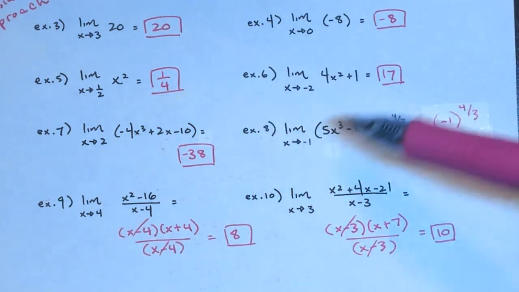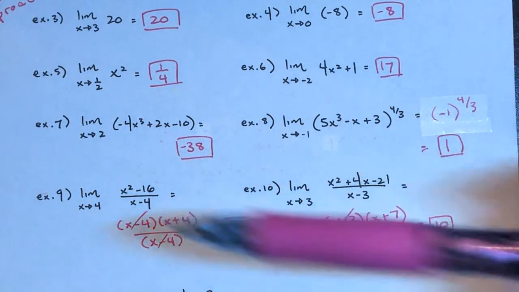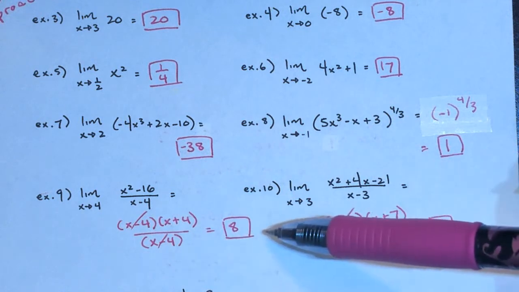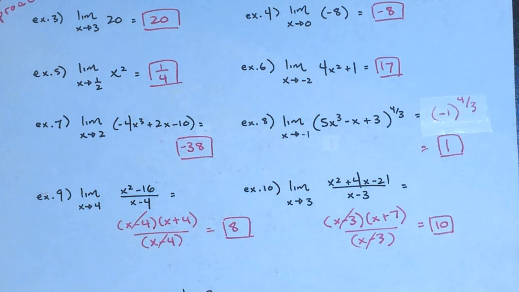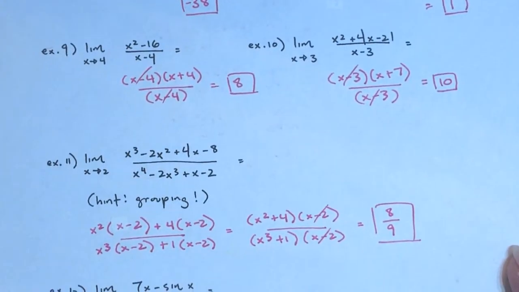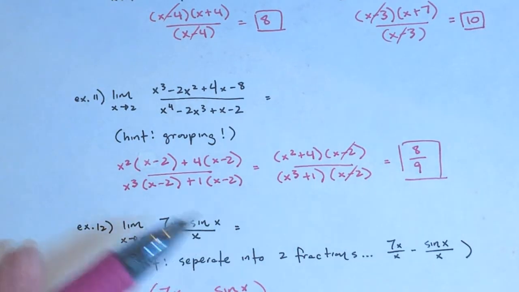For the first ones, you just plug it in and you get an answer. For number 9, you plug it in and get 0 over 0. That's no good, so you have to factor, and then plug it in. This one also, you have to factor, and then plug it in. So you always try to plug it in first. For number 11, you plug it in and get 0 over 0. That's no good, but I give you a hint: you can factor using grouping. So you factor, and then plug it in. For number 12, we're going to move on to the back first and talk about those special rules, and then we're going to come back to number 12, okay?